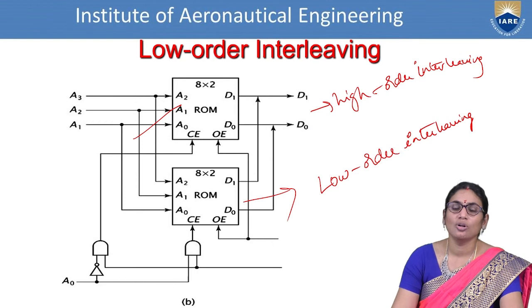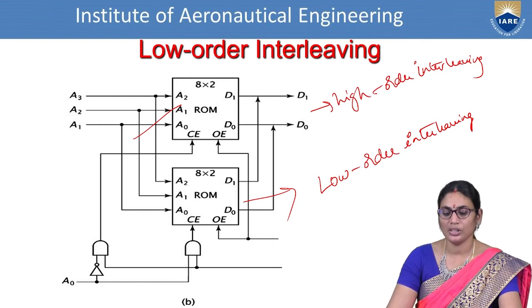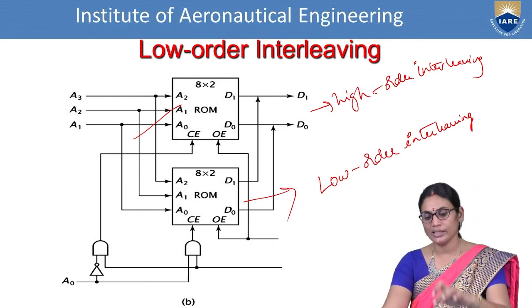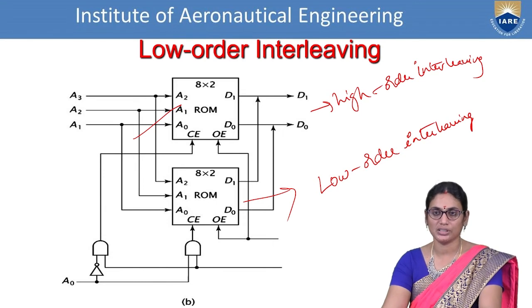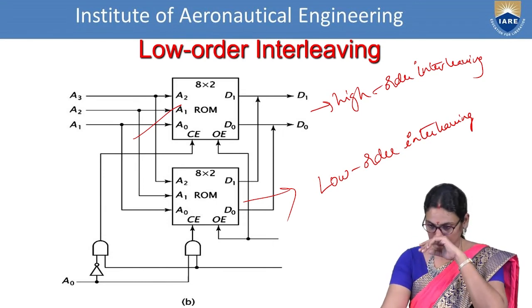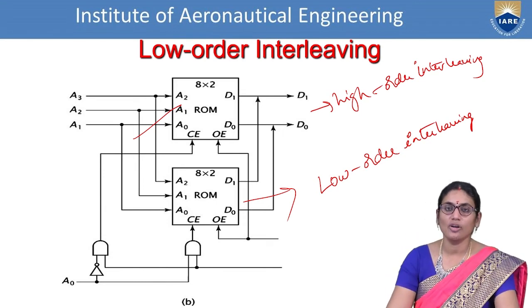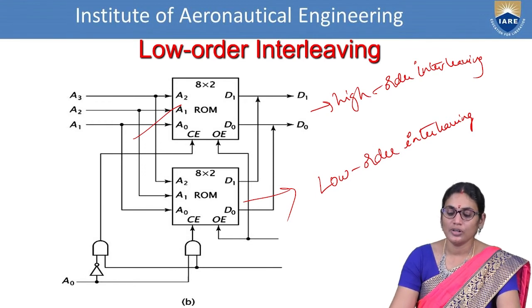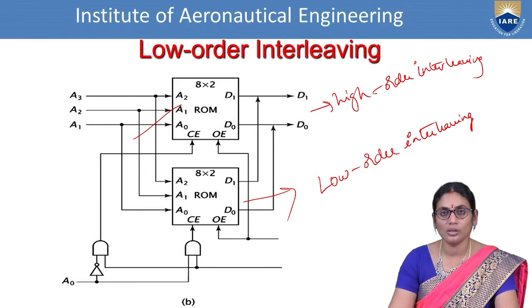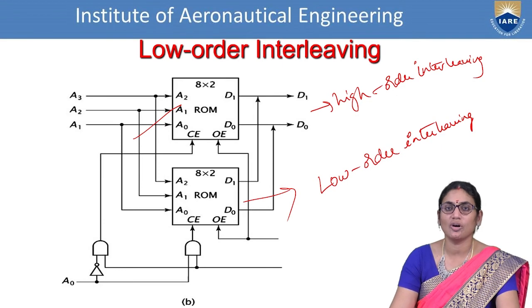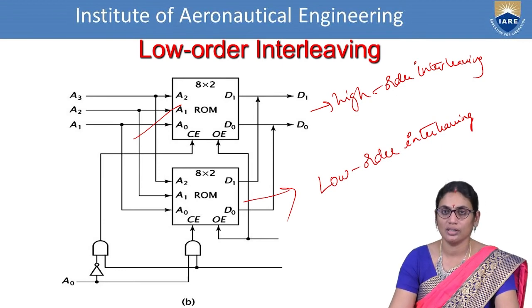Next one is low order interleaving. If we are selecting the upper chip to activate the data representations, we call it high order interleaving. And if it is selected with the lower chip representations, we call it low order interleaving.